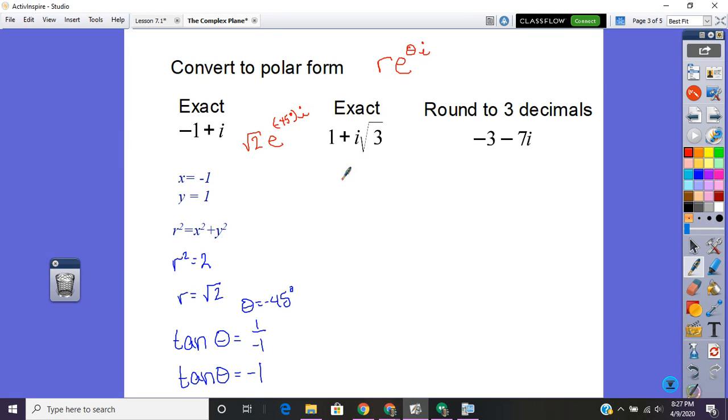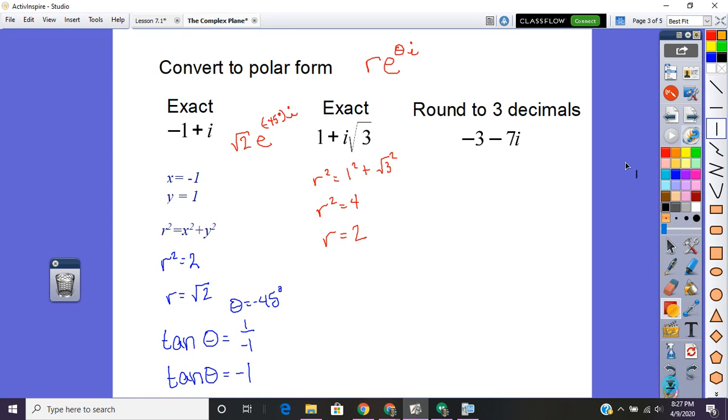So let's try this one. r squared is going to be 1 squared plus square root of 3 squared. Well, square root of 3 squared is just 3, so 3 plus 1 is 4. So r squared is 4, which means that r is 2. These graph the same way as the others, just so we're aware. I want to make sure everybody understands how we're knowing whether to use sine, cosine, tangent, all that kind of stuff again.